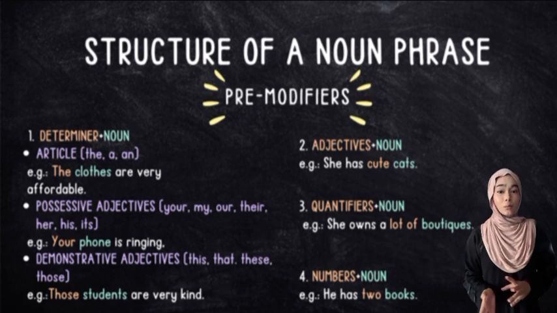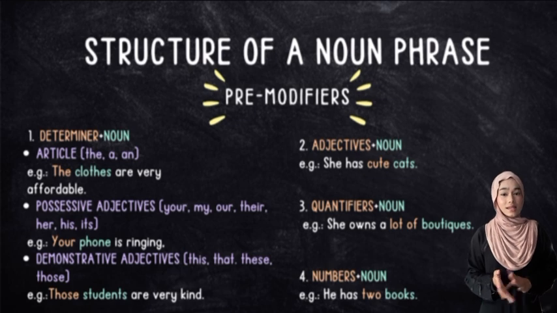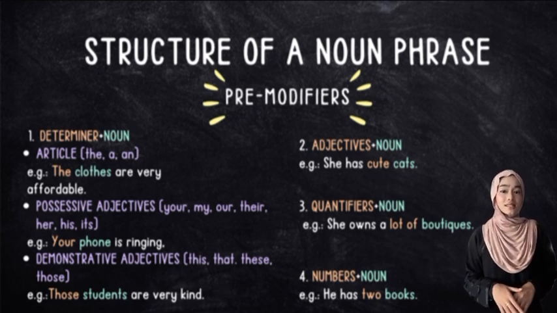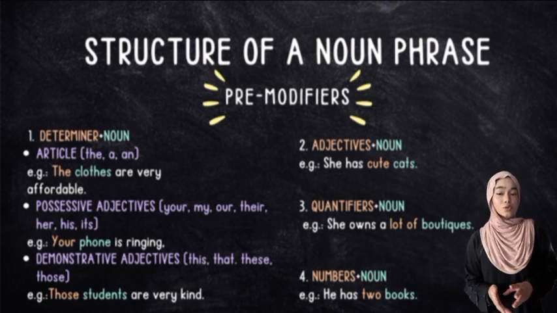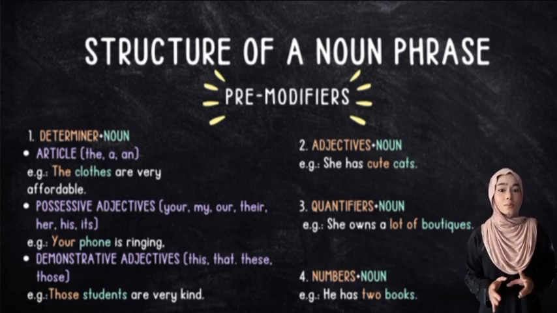The third one is demonstrative adjective plus noun. These point to specific items using words like this, that, these, and those. They also indicate distance: this or these for near, that or those for far. An example: "Those students are very kind." "Those" is the demonstrative adjective modifying the noun "students."